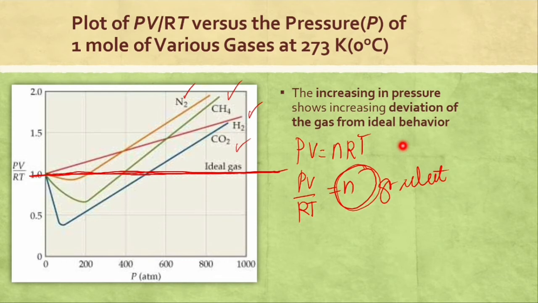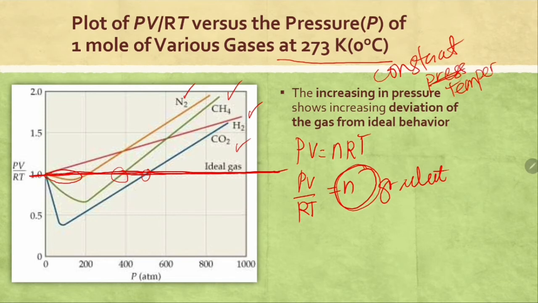So it only behaves as an ideal gas at low pressure, only around this region. At other conditions it does not. This plot is considered at constant temperature, so we only look at the pressure. Pardon me for the typo, it is at constant temperature. We just need to see the various pressures that we apply here.